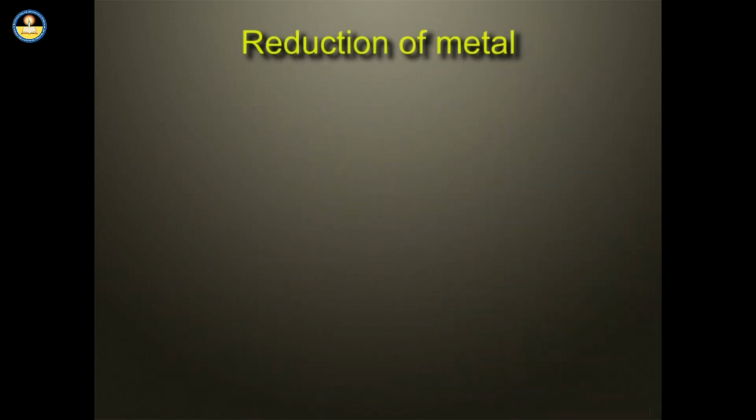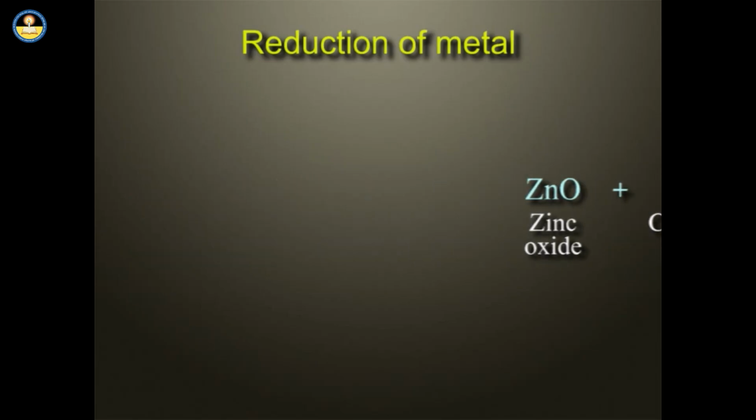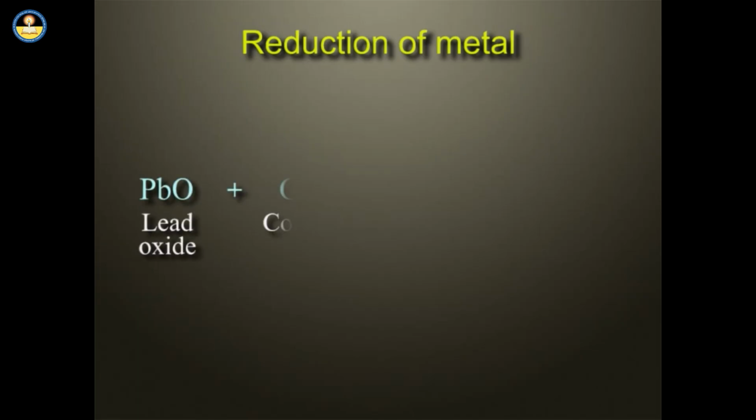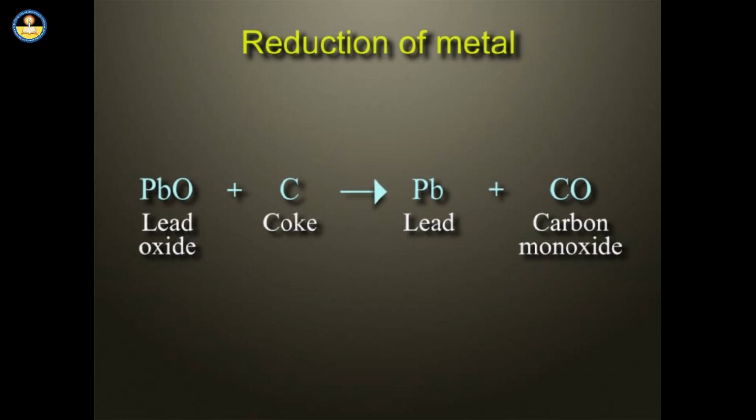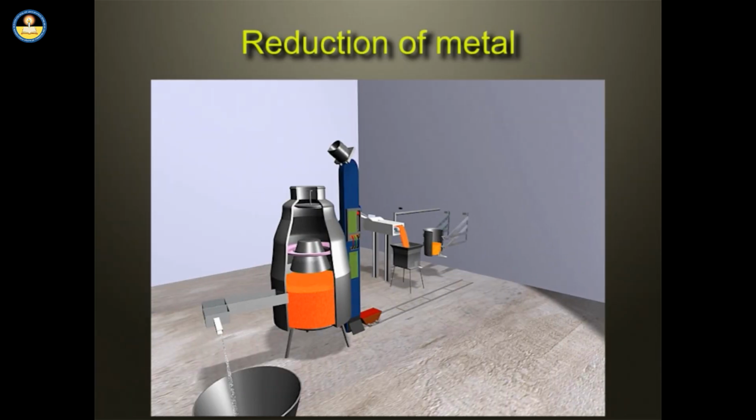For example, when zinc oxide is heated with coke, it is converted into metal and carbon monoxide. When lead oxide is heated with coke, it is converted to lead and carbon monoxide. Silicate impurities and flux combine to form slag. Slag, being lighter, floats on the surface and can be removed easily by pouring.